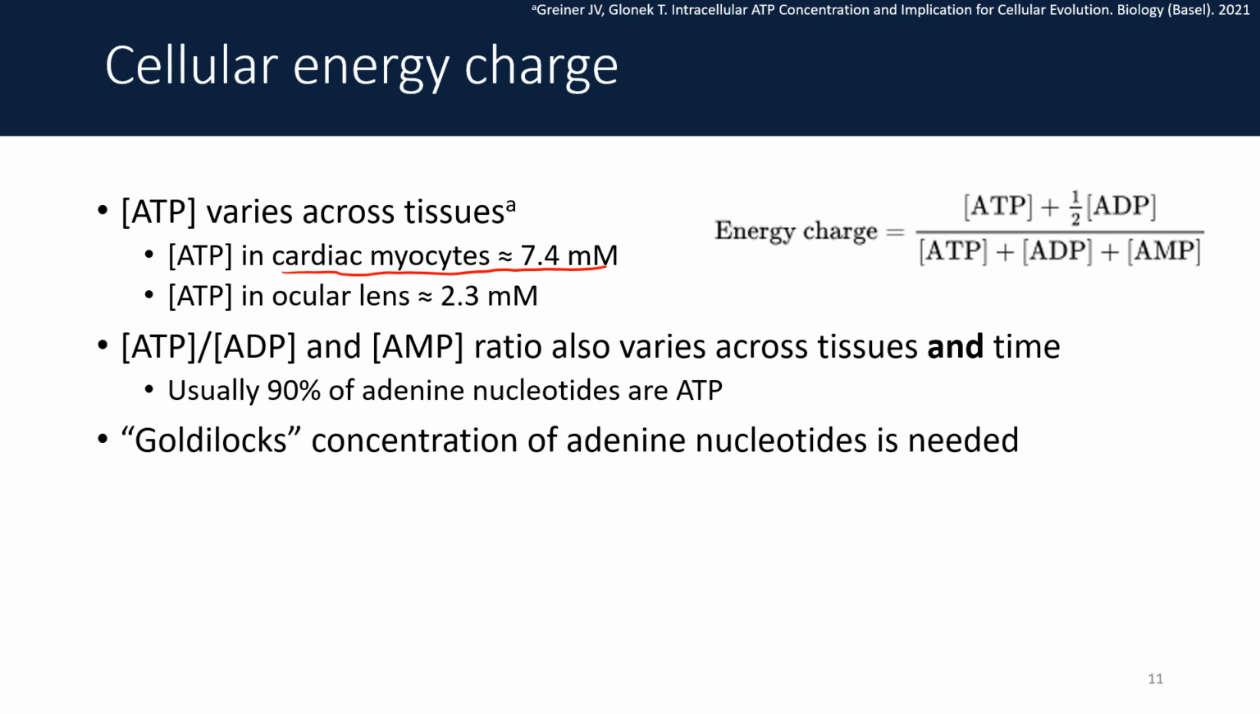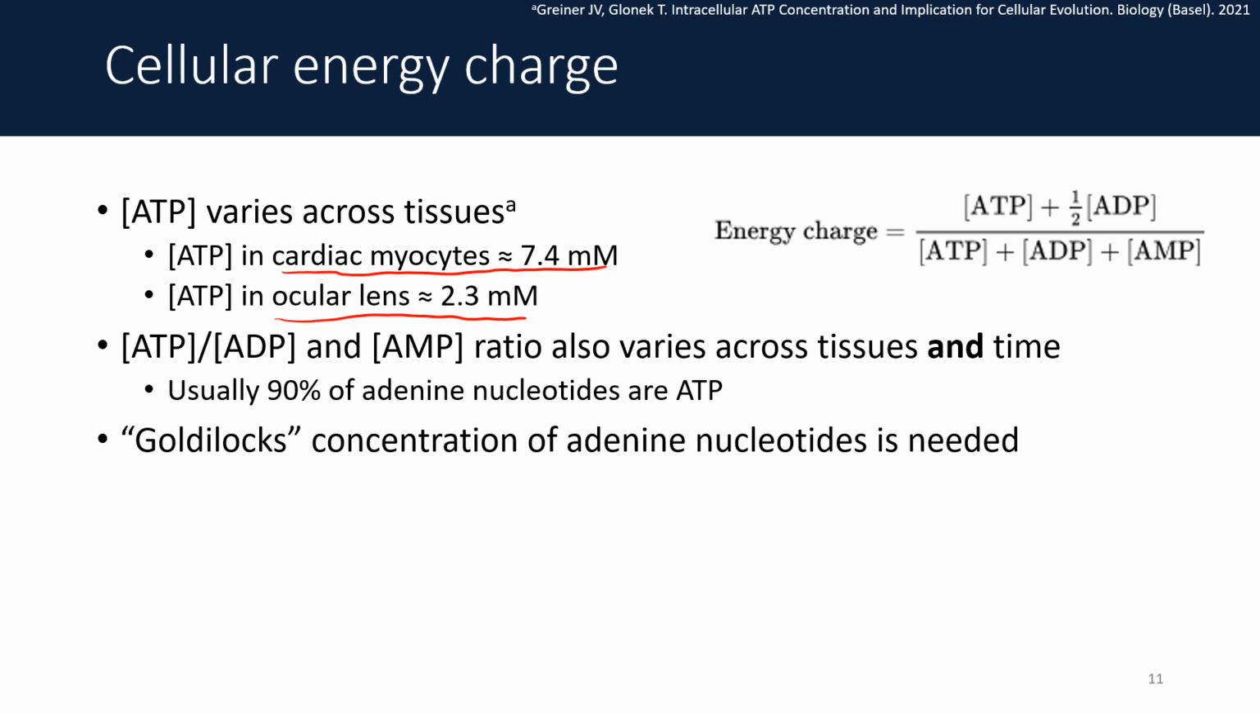Now let's compare this to the ocular lens. The ocular lens's job is to sit in your eye and get sunshine on its face all day long. Pretty sweet life, if you ask me. As one of the most quiescent tissues in our bodies, it has an ATP concentration of 2.3 millimolar on average, which is on the absolute low end of the spectrum. And so I think these two extremes serve to show that yes, more active tissues have more ATP, less active tissues have less ATP. But I don't know, if you ask me, the difference between 7 and 2 isn't mind-boggling.